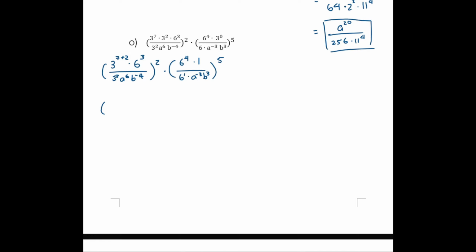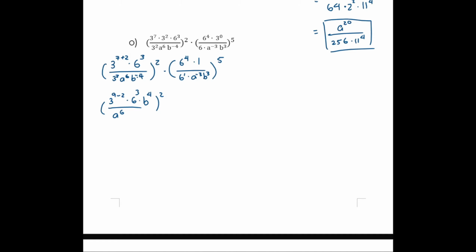At the bottom, we have the same base, right? Base 3, right? So same base on top, same base on the bottom. We're going to subtract the exponent now. So 3 to the 9, right? 7 plus 2 is 9. Subtract that 2, right? Same base, one on top, one on bottom. We subtract the exponents. Here we've got 6 to the 3. At the bottom, we have a to the 6. Here we have b to the minus 4. Okay, well, I don't want this down here, so I'm going to move it up to the top. Change that to a positive 4.